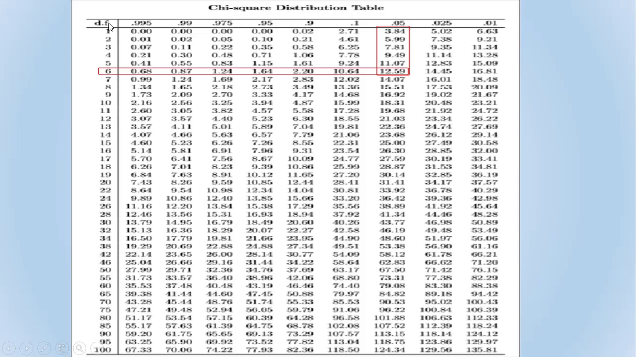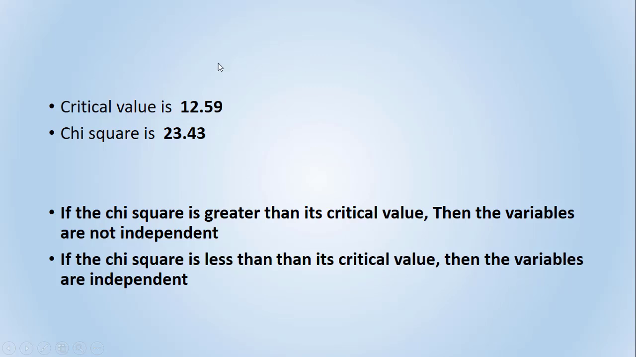So now our degree of freedom is what? Is 6. Then our significant value is what? Is 0.05. So if you mark it out where they meet, we have what? 12.59. So our critical value will be 12.59. So now our critical value is 12.59. Our chi-square is 23.43.